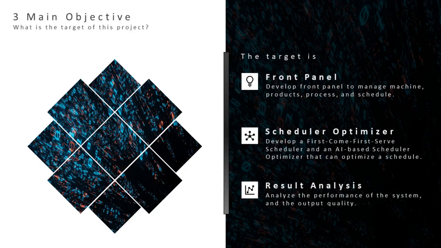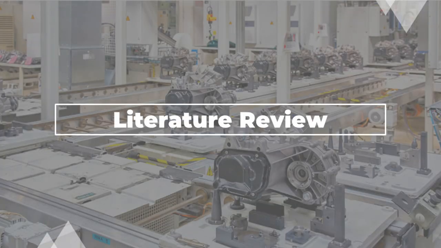The first one is to develop a front panel to manage machine and product. Then, it can also generate schedule and view schedule. Secondly, the objective is to develop an AI-based scheduler that can optimize a schedule. And finally, we will analyze the performance of this system. I will go through literature review and methodology quickly and focus more on result and discussion.